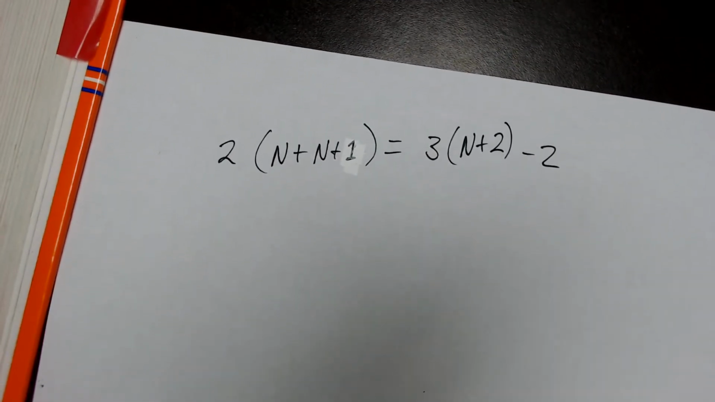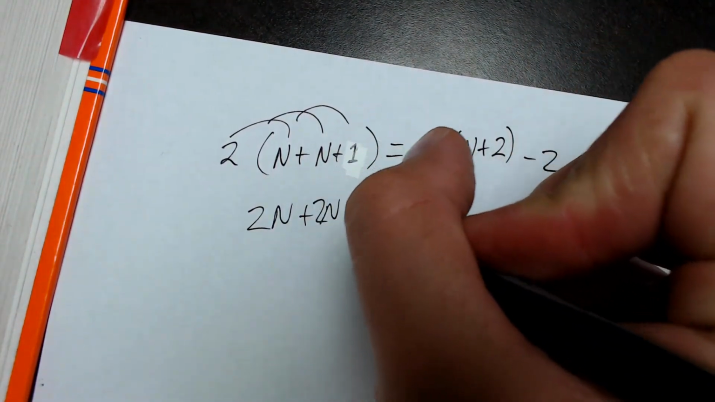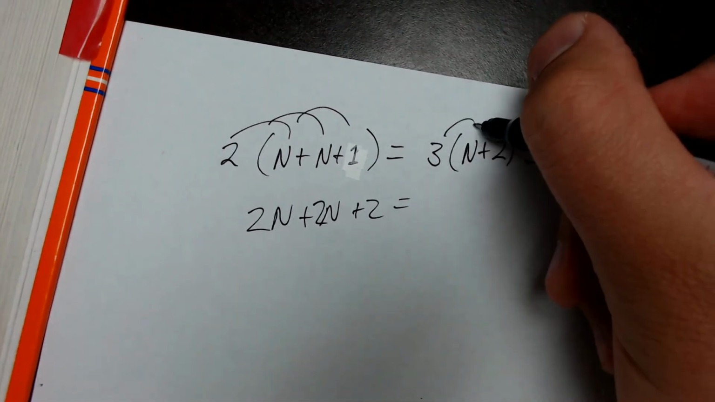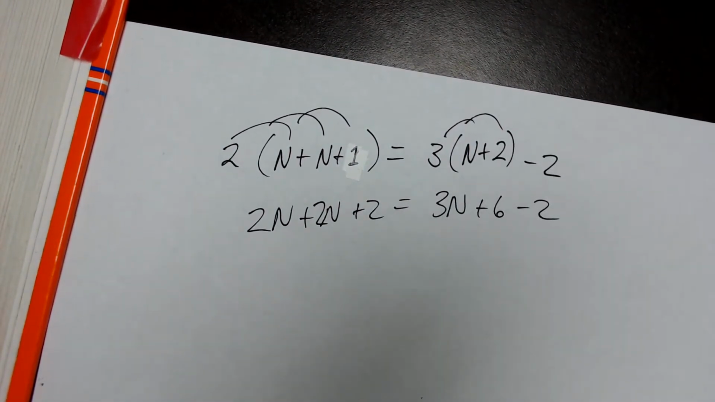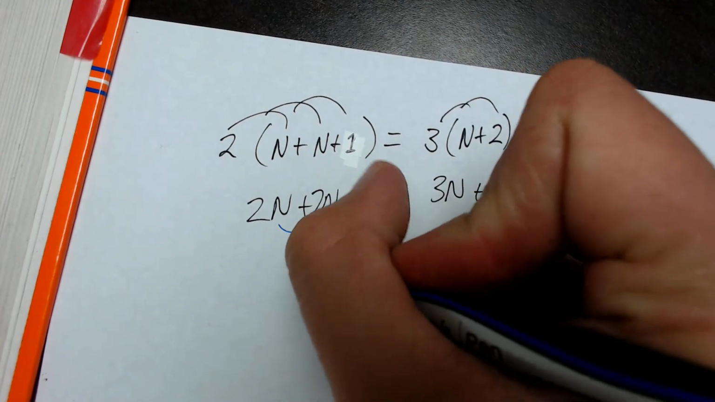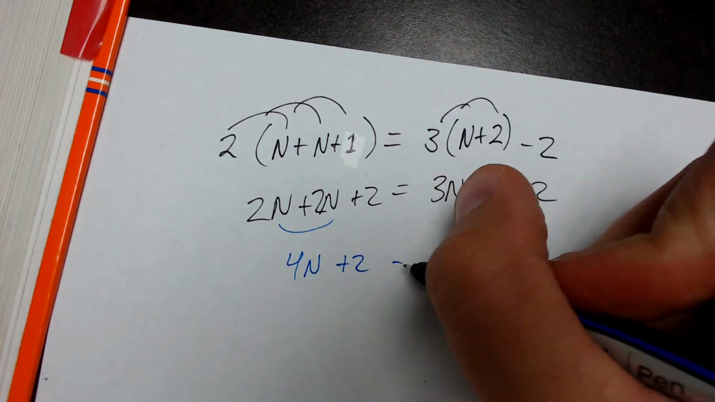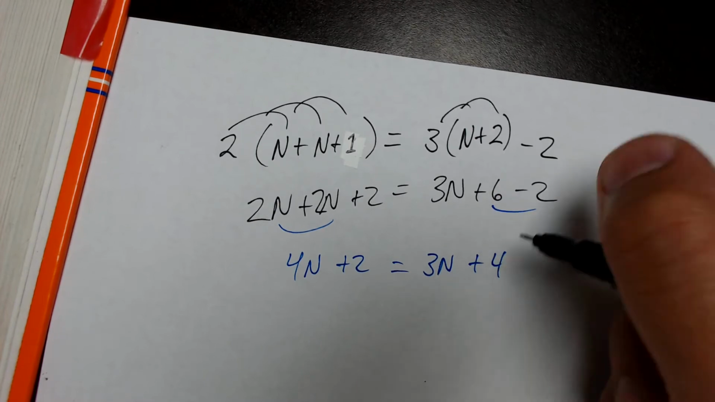From here, I'm going to go ahead and solve. I'll simplify this side using distributive property. 2n plus 2n plus 2 equals 3n plus 6 minus 2. I'll do a little bit more simplification here. I'll combine like terms on each side. That becomes 4n plus 2. This side, we get 3n plus 4.